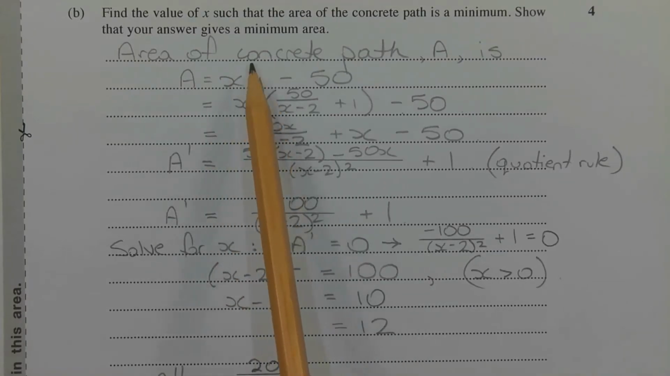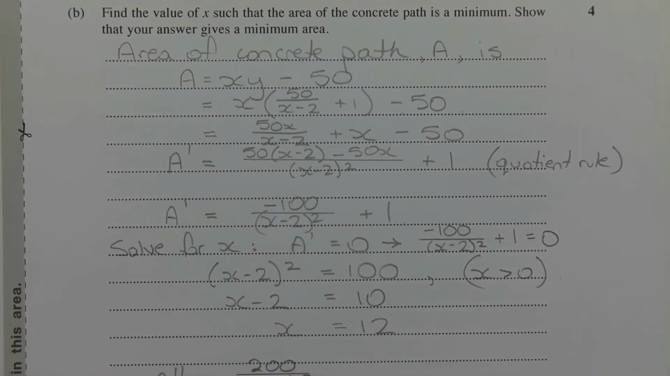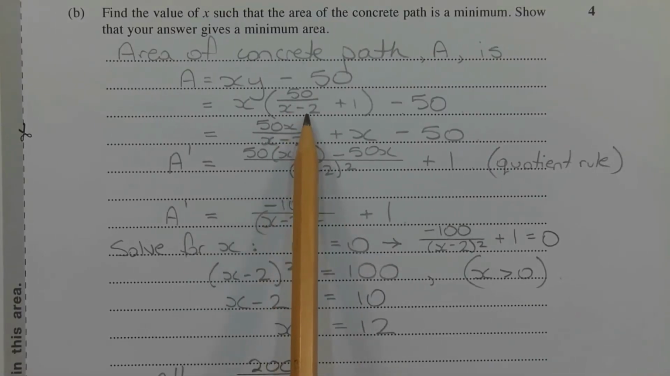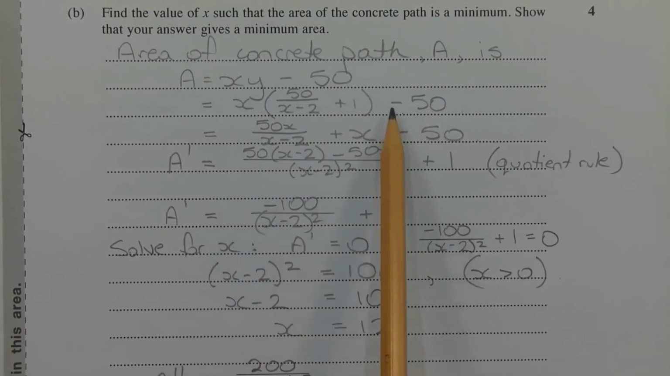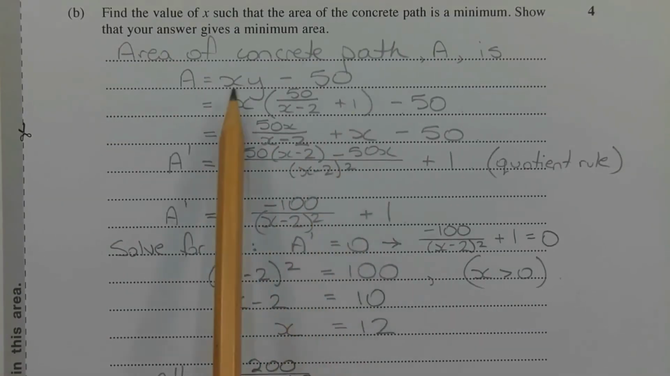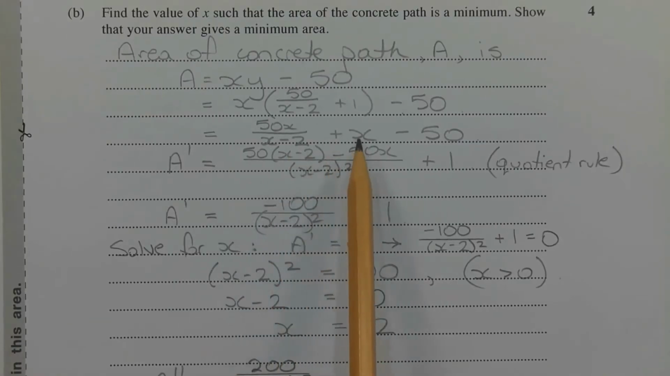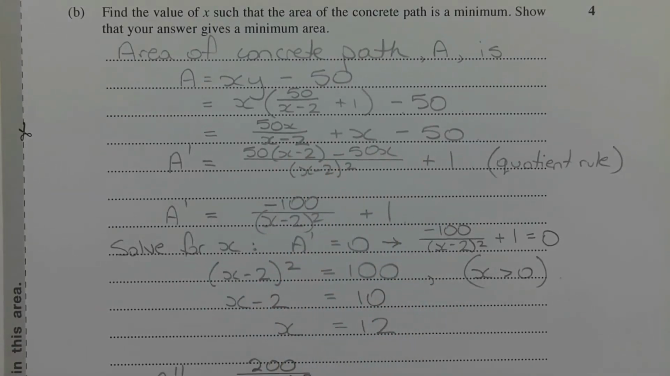So we can eliminate the y variable by using what we know from part A, which is y equals 50 over x minus 2 plus 1. So substituting that for y here, we get A is equal to x times (50 over x minus 2 plus 1) in brackets minus 50. Expanding the brackets, we get A is equal to 50x over x minus 2 plus x minus 50.